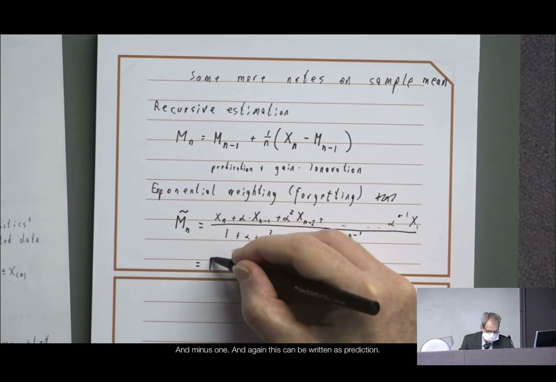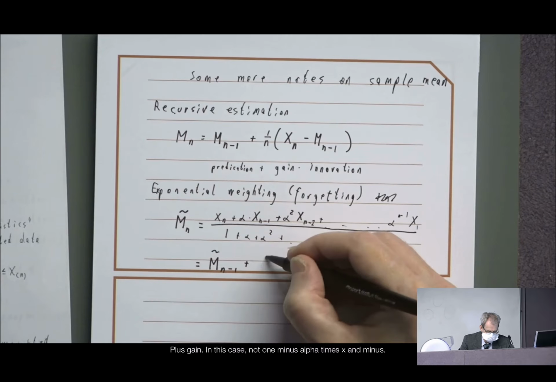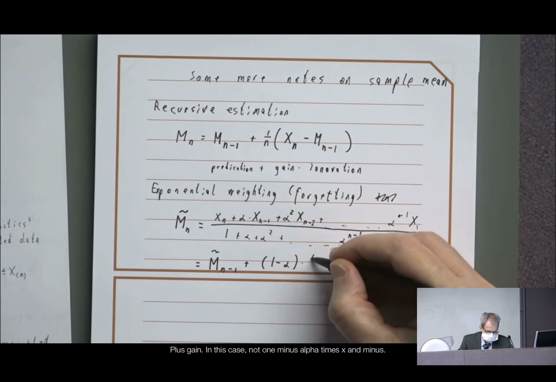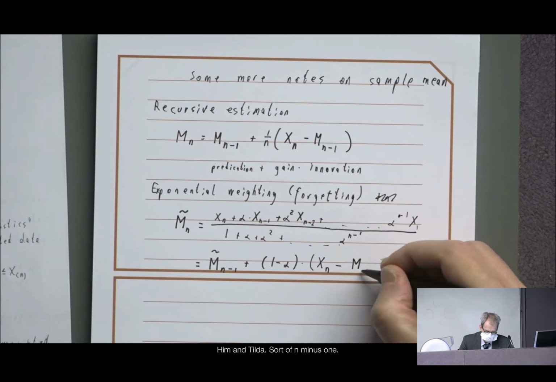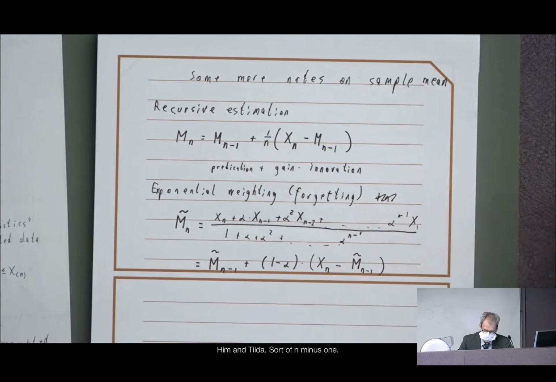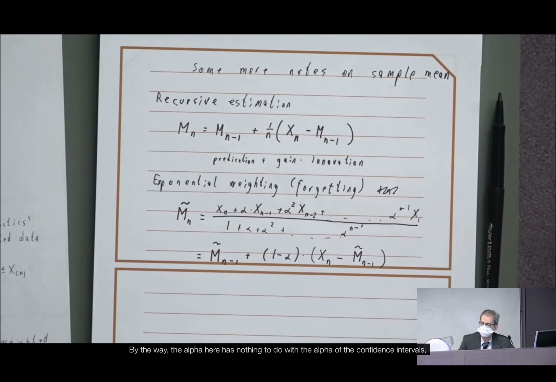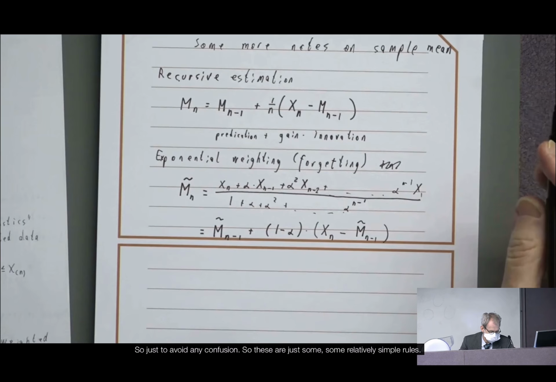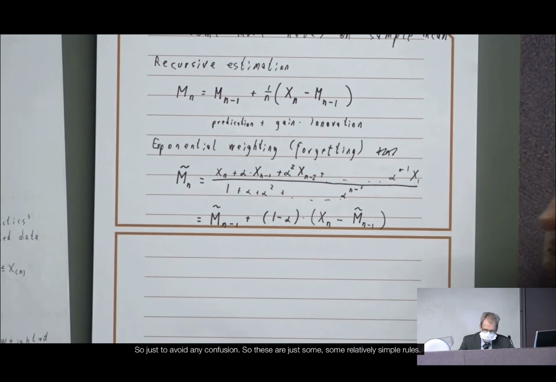And again, this can be written as prediction plus gain, in this case 1 minus alpha, times x n minus m tilde, sorry, of m n minus 1. By the way, the alpha here has nothing to do with the alpha of the confidence intervals. We're just running out of Greek letters at this point, so just to avoid any confusion. These are just some relatively simple rules.